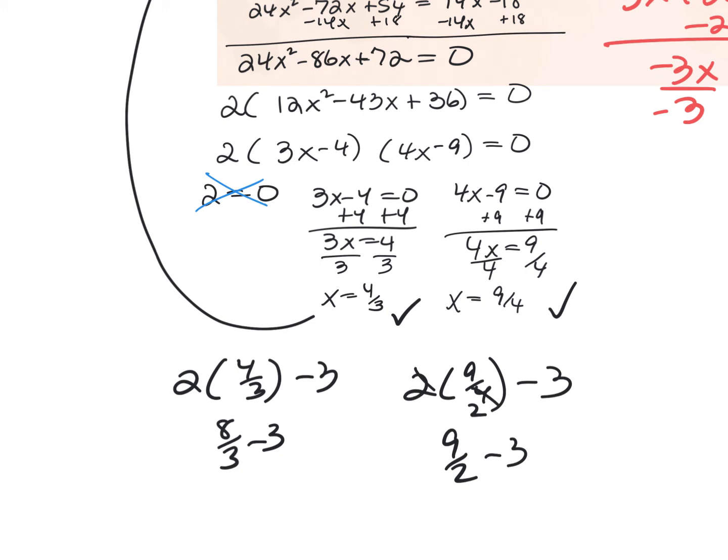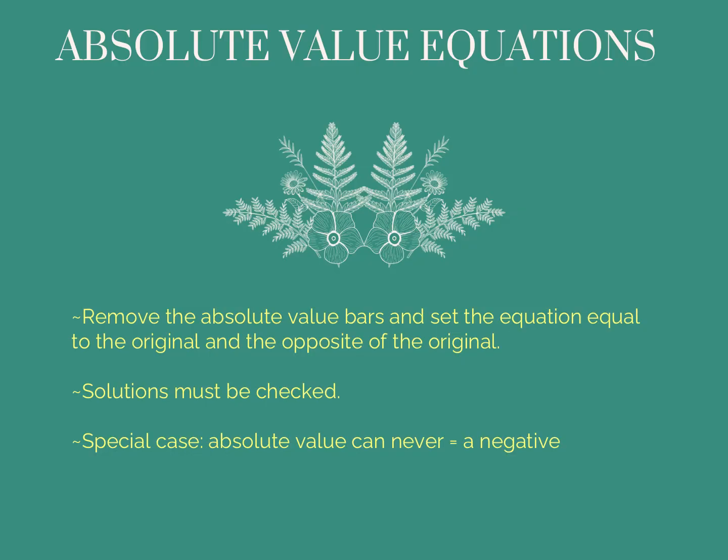Now let's do the absolute value equations. So for absolute value equations, the first thing we need to do, and this is super important, and it's not written here, you have to isolate the absolute value first. Then you're going to move the bars, and then you're going to set the equations equal to the original and the opposite sign of the original.